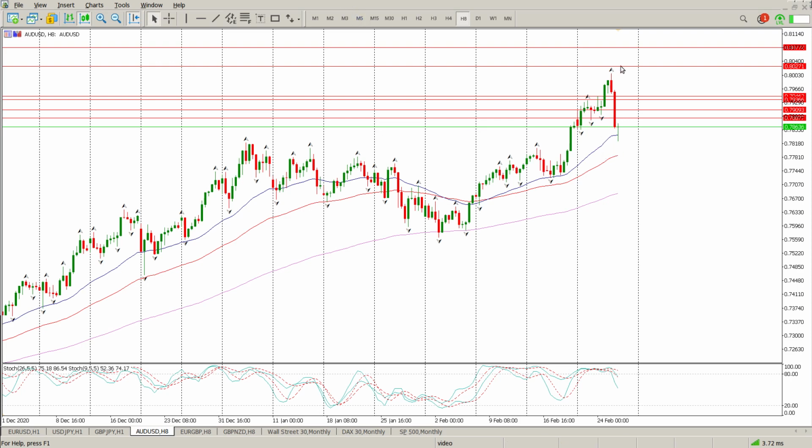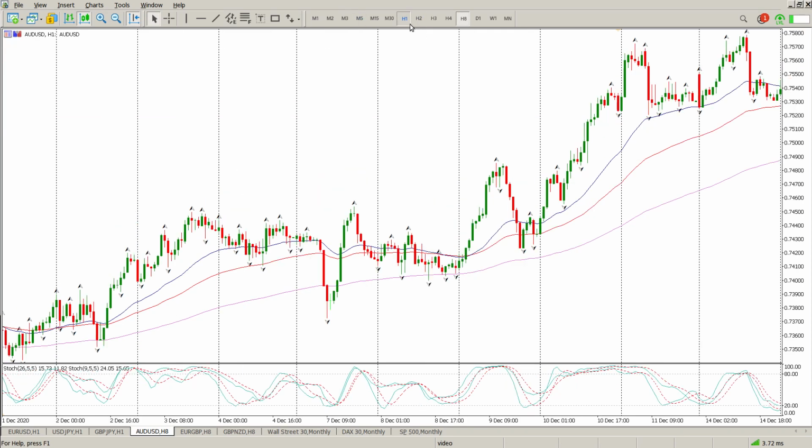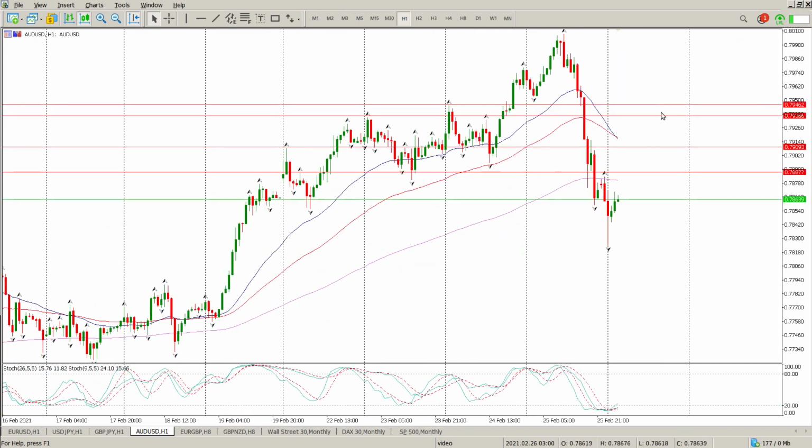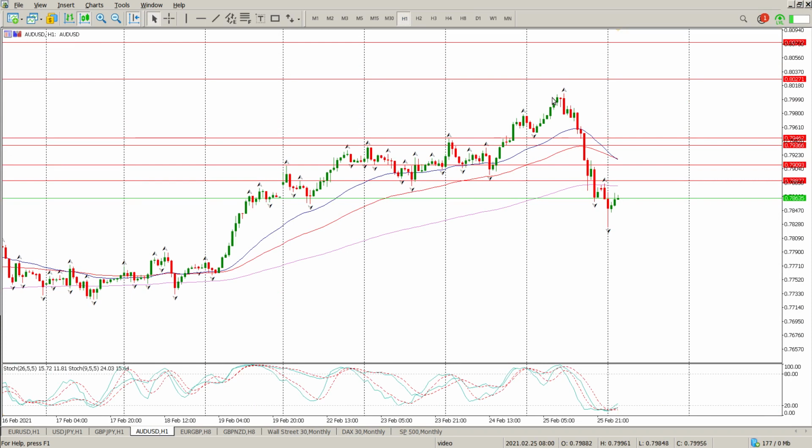We missed this level to the upside, but we'll have a look at that now on the hour. So we sort of continued to the upside. Remember, we were looking for a bounce off this area here of 0.79462, which we didn't really get, and we were looking for a move to 0.80271, which we also didn't really get before getting the meltdown.